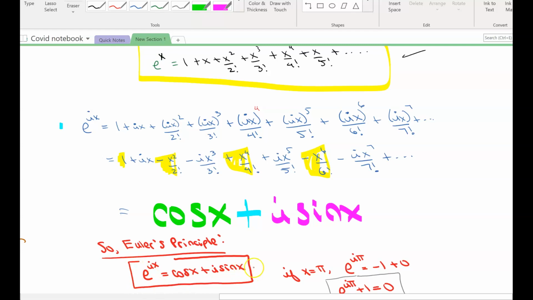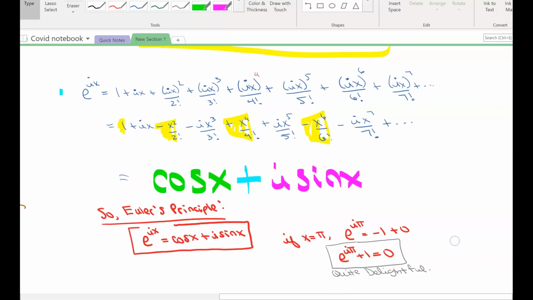Euler's principle is pretty fascinating if you think about it. I mean, just think about the relationship here. What they're saying to you, and this just kind of defies all reason, is that e raised to some imaginary power is equal to cosine x plus i times sine x, okay? And probably the most popular specific case of Euler's principle is if you let x equals pi. And if x equals pi, Euler's principle becomes this specific case, e to the i pi equals -1 plus 0. And when you write it in this form, e to the i pi plus 1 equals 0, it's very delightful.